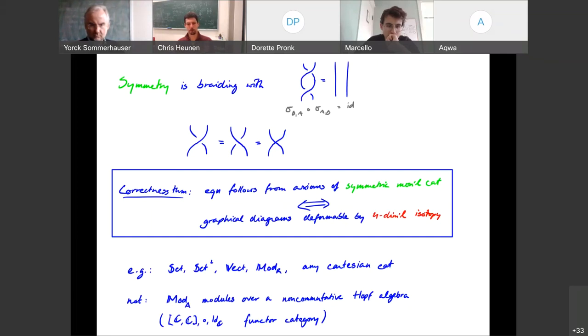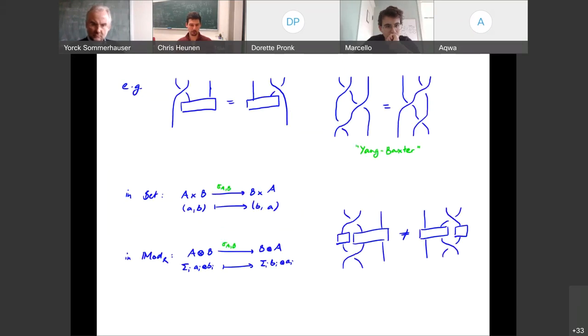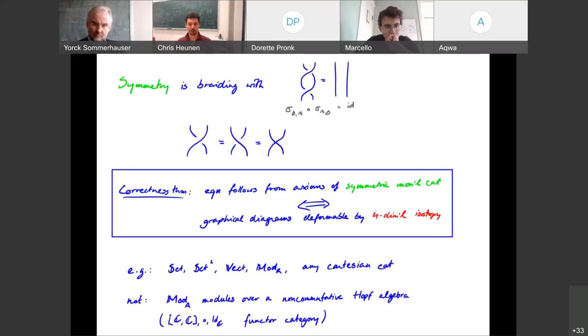So actually, most of the examples we saw already are not just braided monoidal categories, but actually symmetric monoidal categories. For example, sets that we saw on the previous page. Swapping A and B is the inverse of swapping B and A.